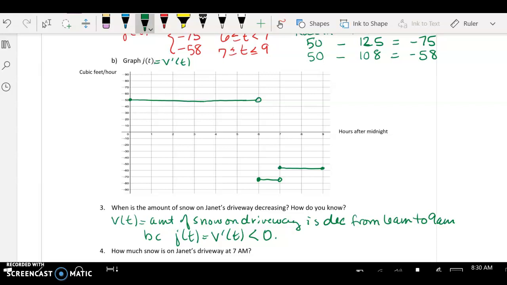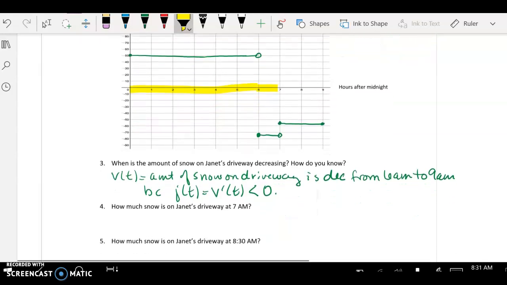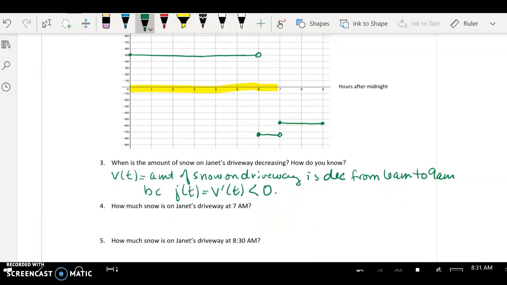So I ask, how much is the snow on her driveway at 7 a.m.? Now, 7 a.m. would include all the way up through, here's my 0 to 6, and we're going to 7 a.m. right there. So we want to know how much is on our driveway. Well, you have to remember that it's going to start with the amount that they started with. So your initial amount, and that was at midnight, which was 50. Then for the first 6 hours, okay, we're going to need our net change from 0 to 6. And in that, all we're doing is accumulating at the 50.